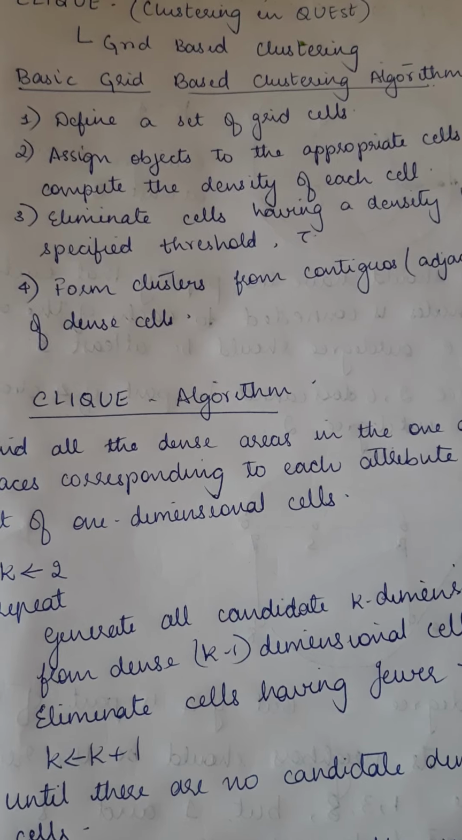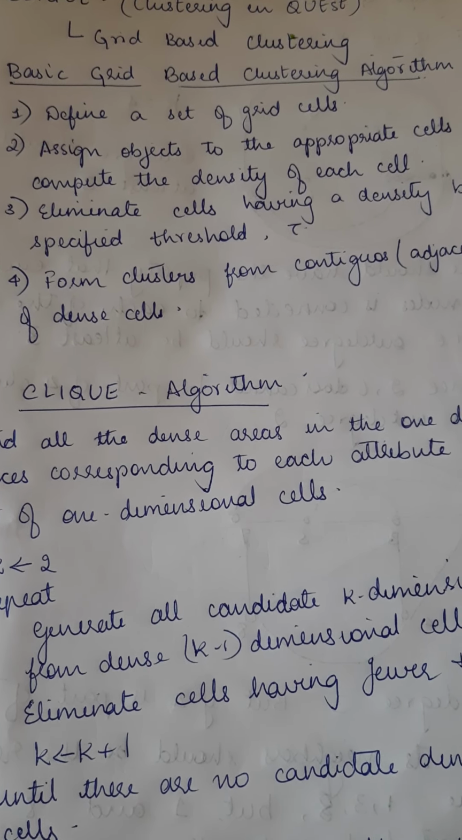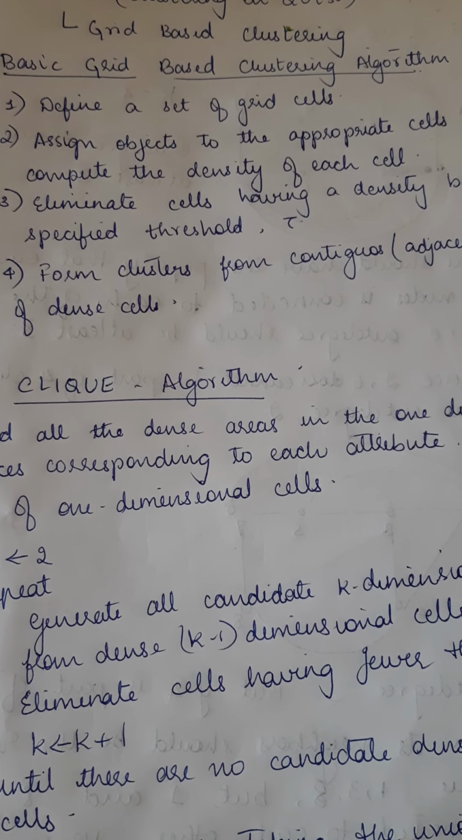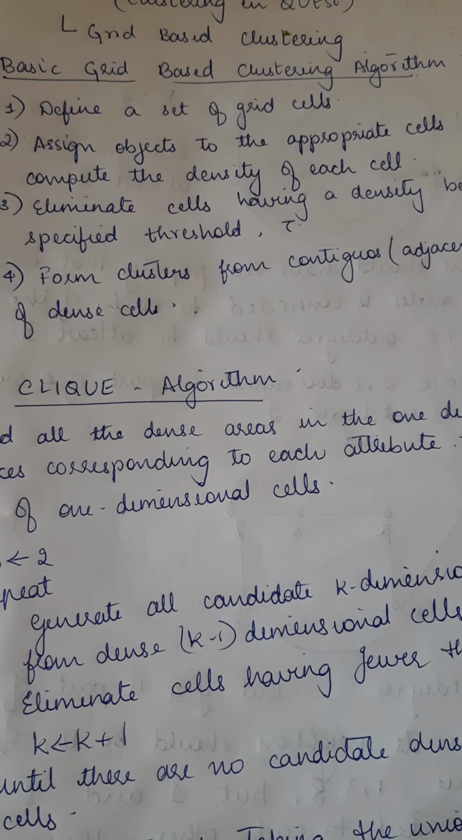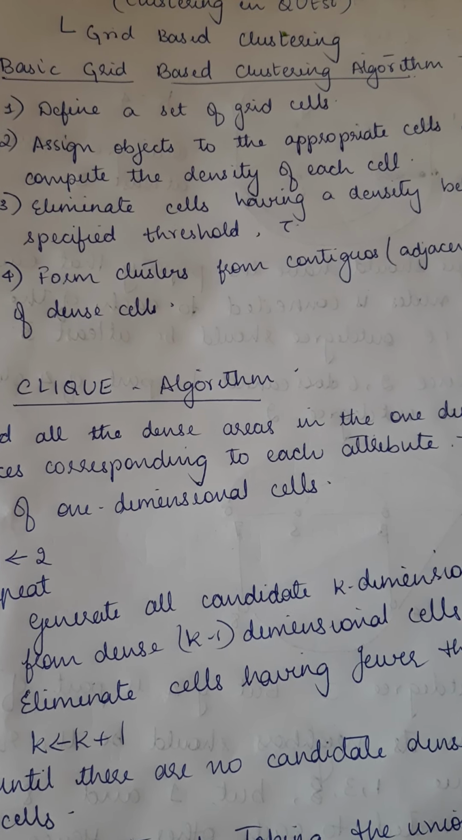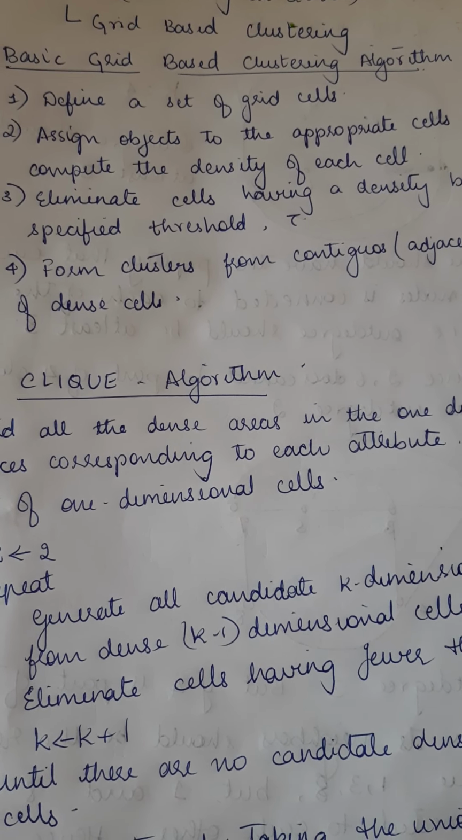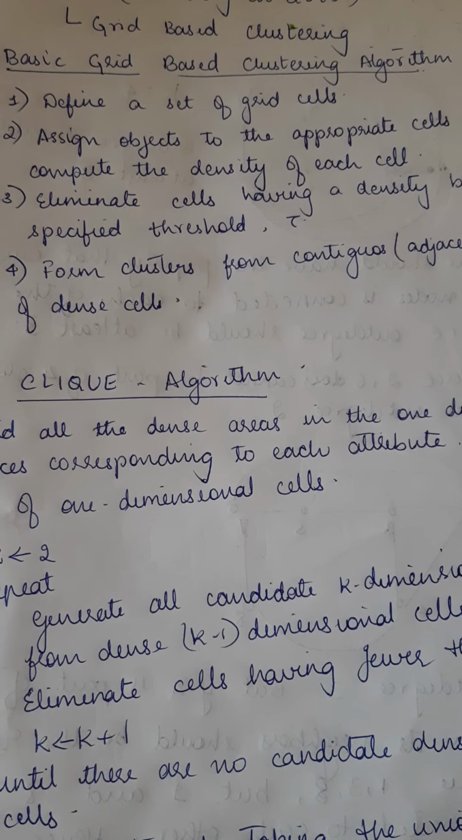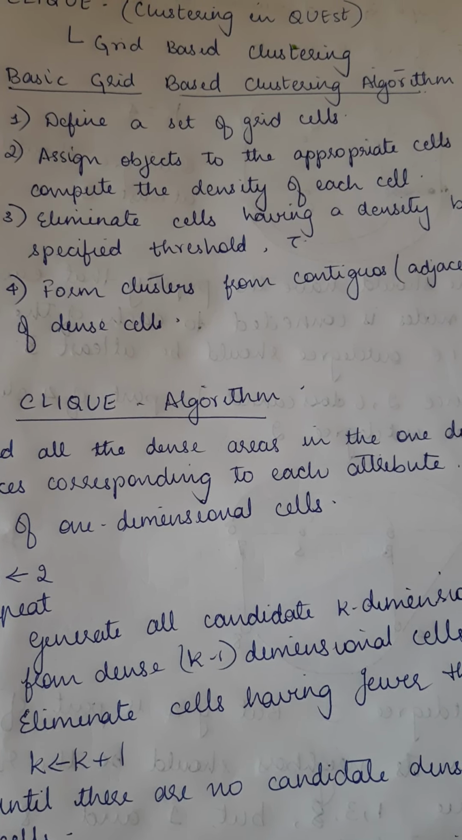So density based clustering is an unsupervised learning method which identifies distinct groups or clusters in the data based on the fact that a cluster is a data space, a contiguous region of high point density, and this is separated from other clusters which are of low point density. Okay, so this is what density based clustering means.